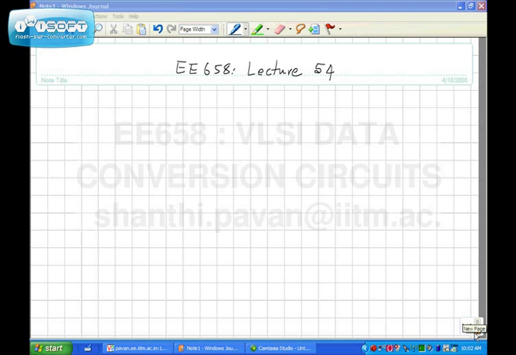658 lecture 54. So yesterday we saw how one might be able to derive the transfer function of the continuous time loop filter, which will result in a desired noise transfer function. Okay, and so if one considered the SIF loop filter, and I will take a third order example.